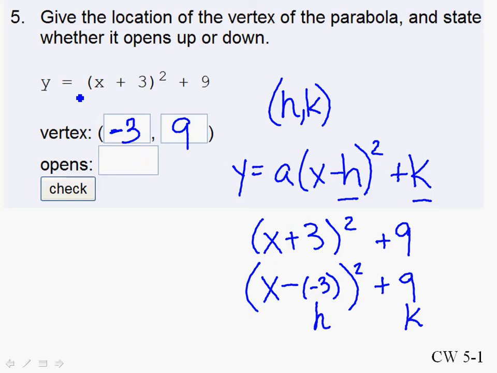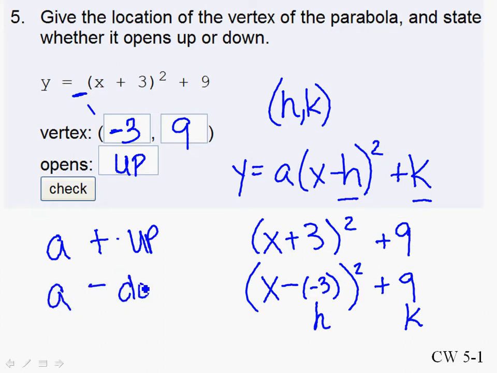The way that we know if it opens up or down, we're going to look right here at our a value. Since there's nothing there, we're assuming it's a positive 1. So this one opens up. If a is positive, it opens up. If your a value is negative, that's when it opens down.